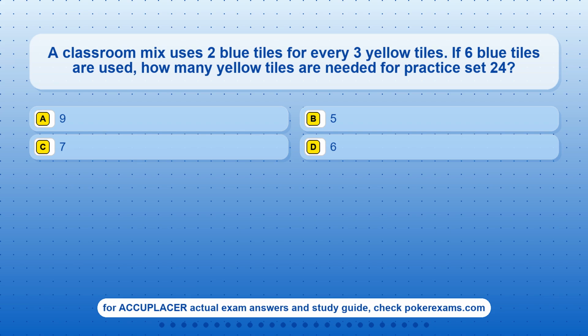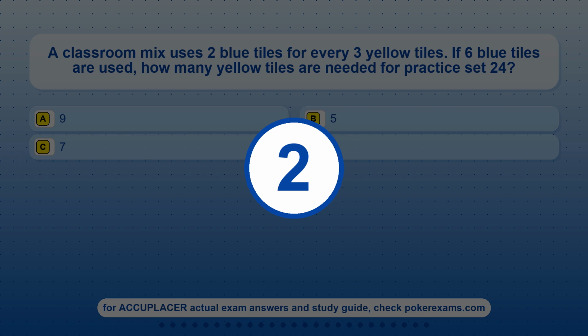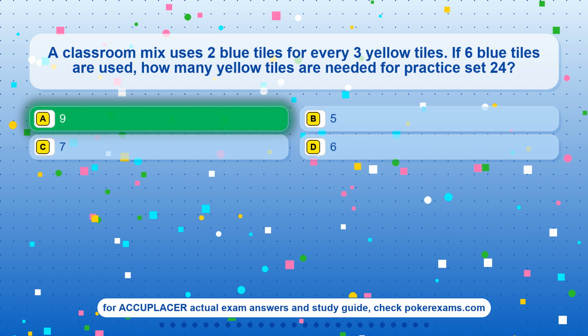Question 19. A classroom mix uses 2 blue tiles for every 3 yellow tiles. If 6 blue tiles are used, how many yellow tiles are needed for practice set 24? Option A, 9. Option B, 5. Option C, 7. Option D, 6. The correct answer is option A, 9.